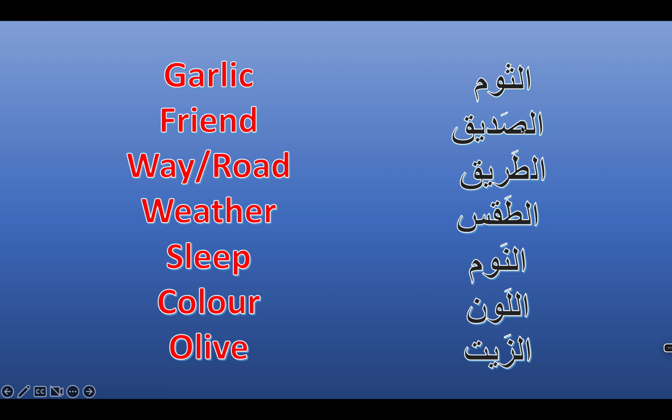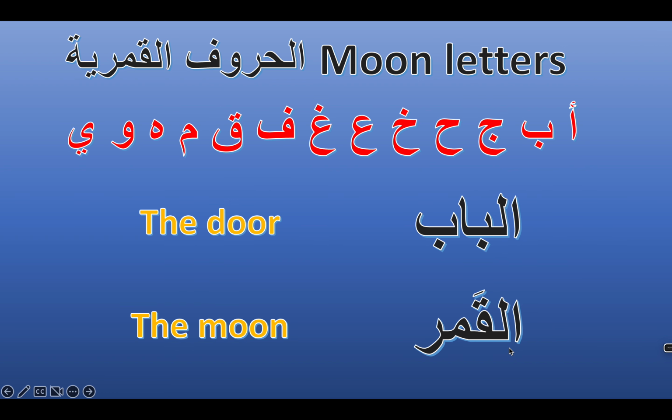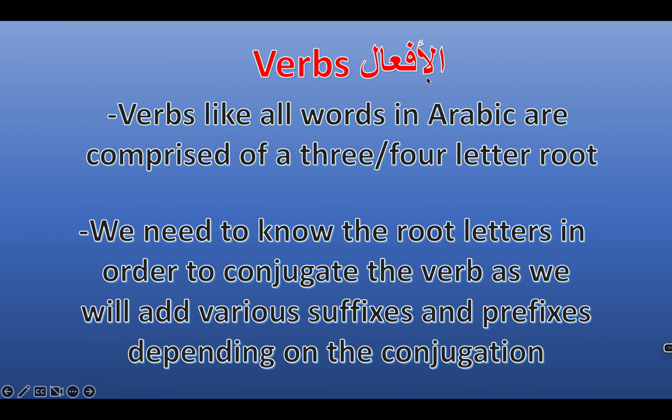الثوم الصديق الطريق الطقس النوم اللون الزيت. Now the remaining letters that aren't sun letters are known as moon letters. الحروف القمرية. And with these letters, the lam in the al is pronounced normally. الباب or القمر. Okay, now on to the verbs.